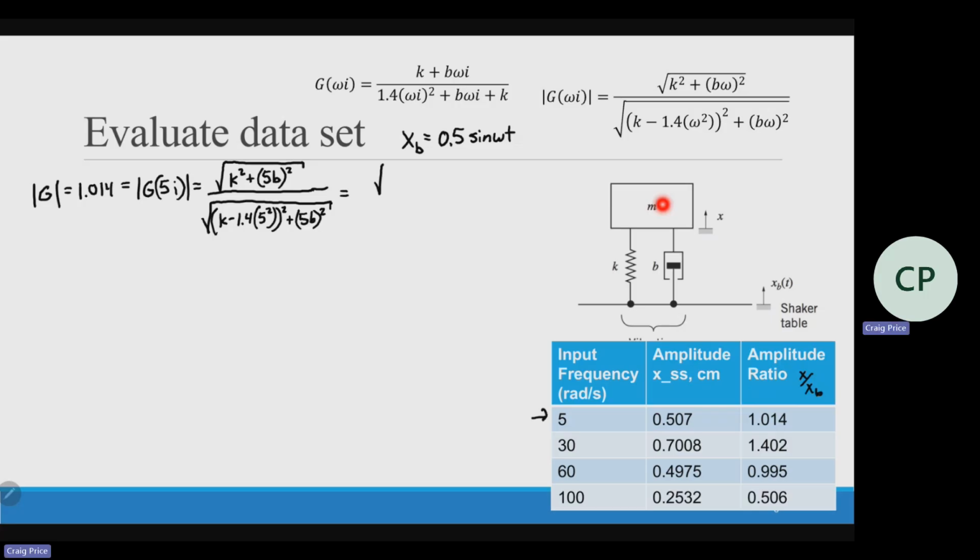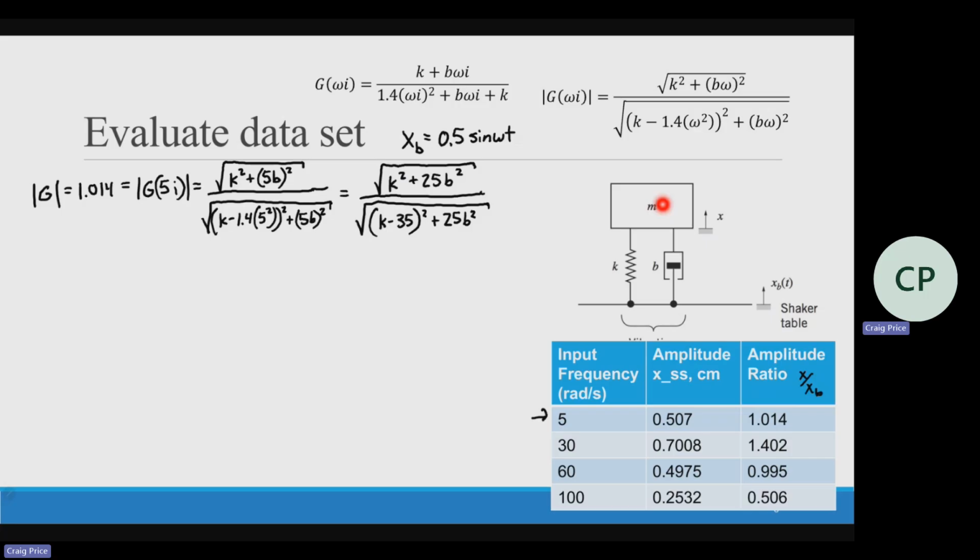So we can simplify this a little bit. This is K squared plus 25B squared. And this part would be K minus 35, all of that squared, plus 25B squared. So now we know what the left-hand side is equal to. Because of our testing, we know the amplitude ratio is 1.014.